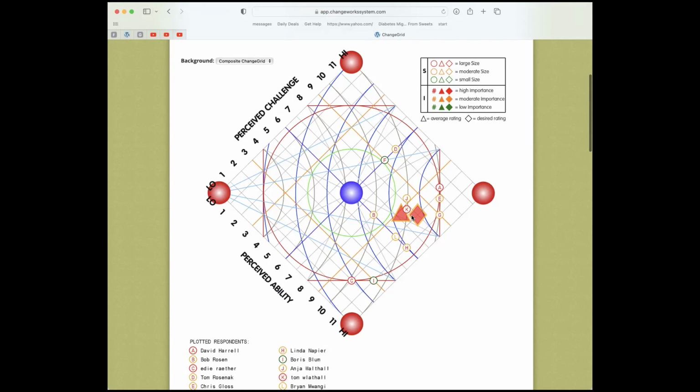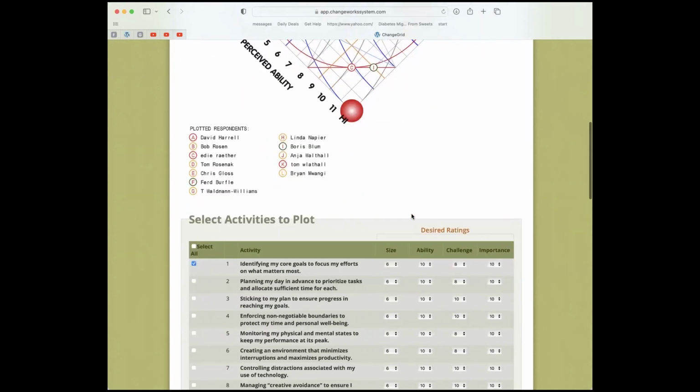Now, why would that be? Well, first, you want to be a driver because you're trying to do something. Look at it again: identifying my core goals, to focus my efforts on what matters most. You're trying to make something happen. You're trying to go somewhere. So that's that driver energy front and center. But how do you go about driving this particular activity?